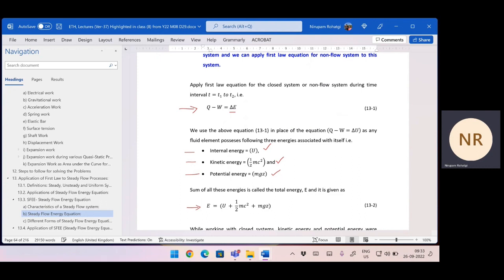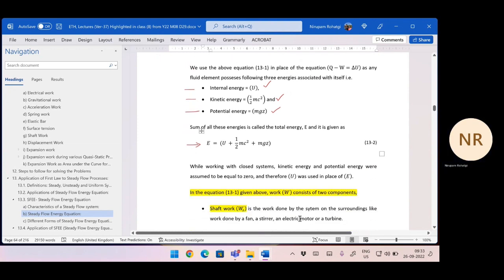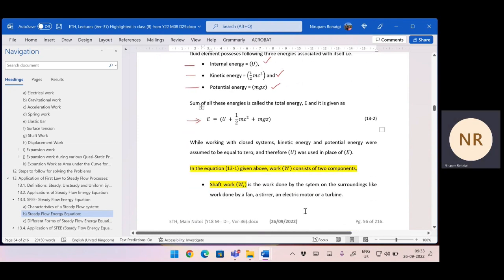We are talking about all the energies. Now there is one more thing: when you have a closed system, how do you get the work out? There are actually two types of work which are happening here.